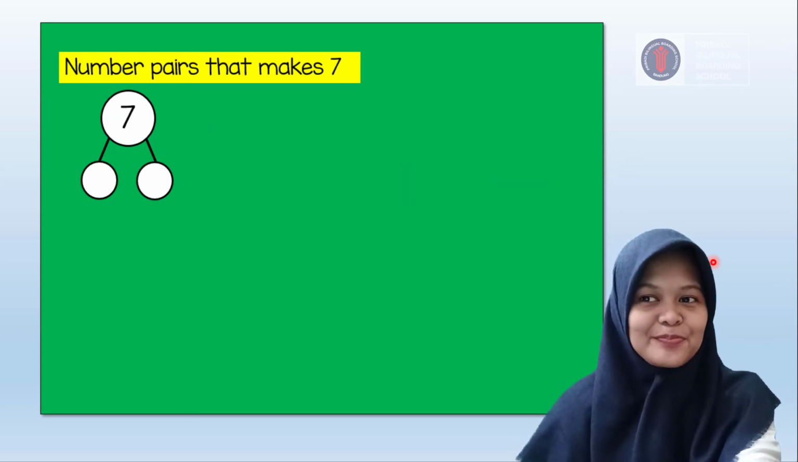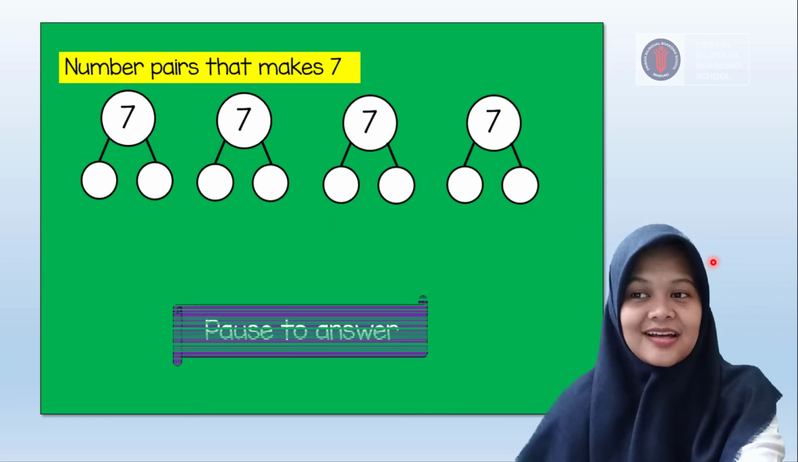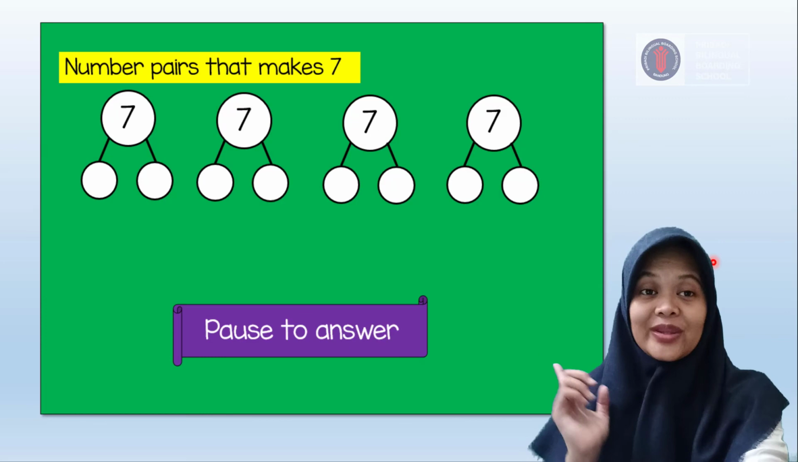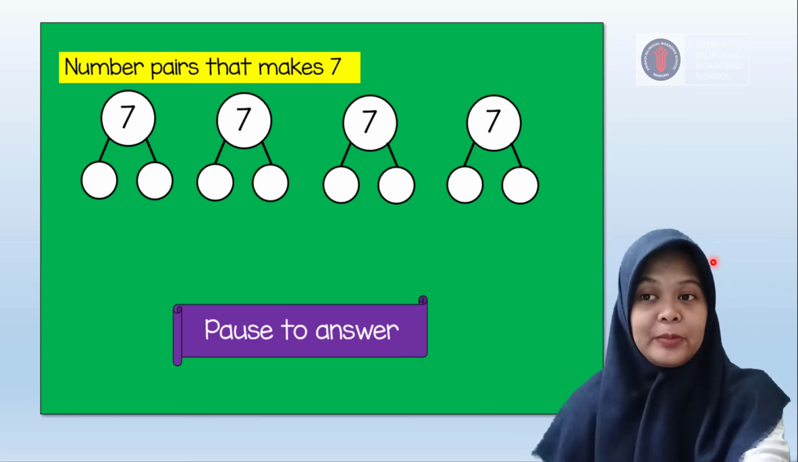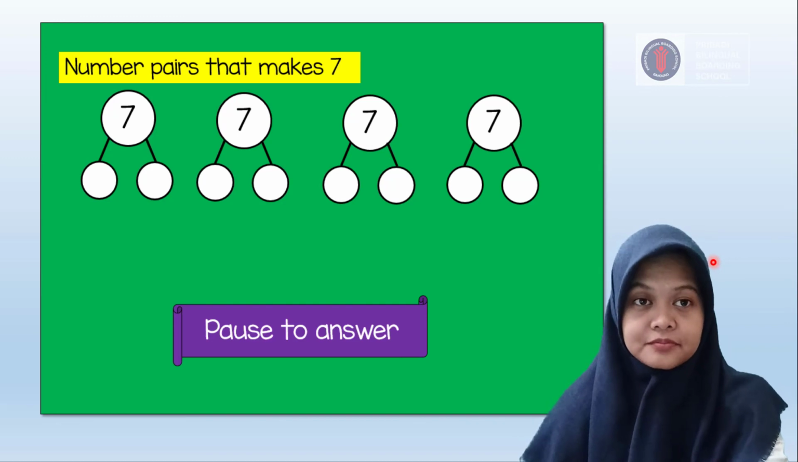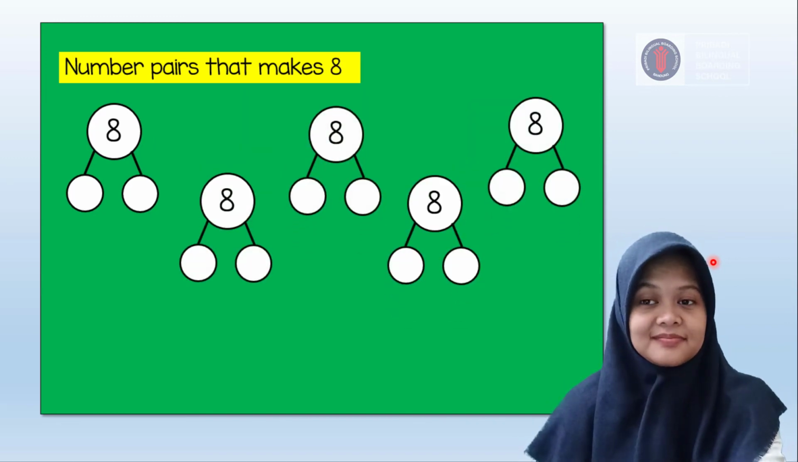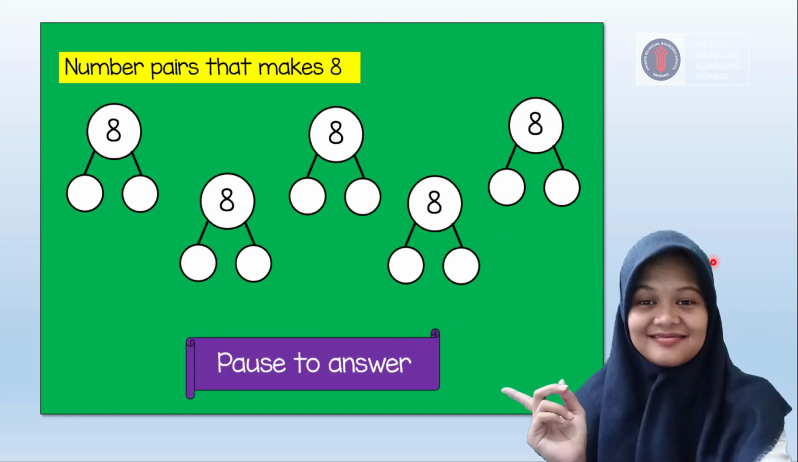How about number pairs that make 7? Can you find them? By using the same activities like we did earlier with the number pairs that make 5, we can also find the number pairs that make 7. How about number pairs that make 8? Can you find the number pairs that make 8?